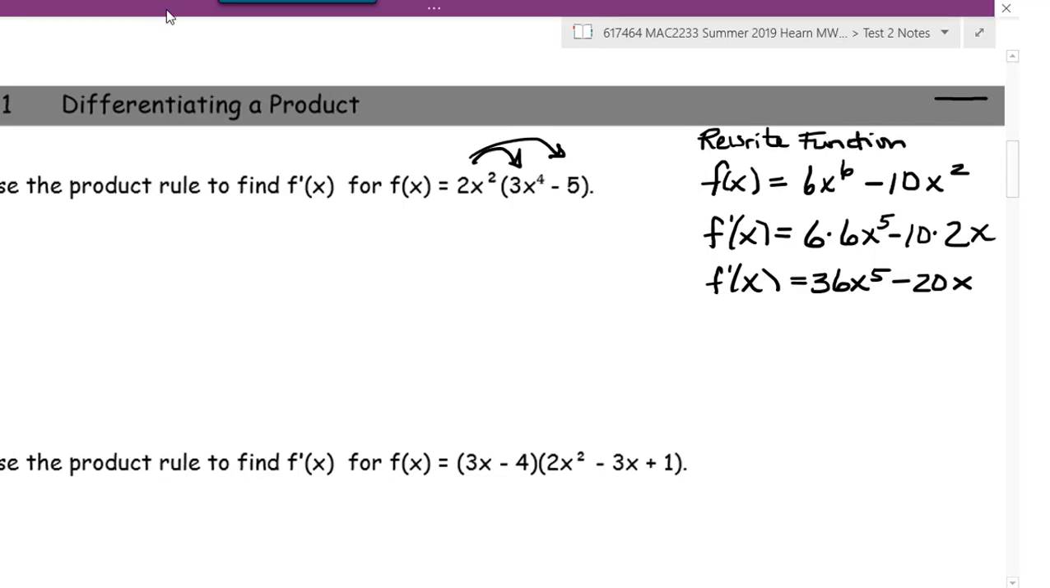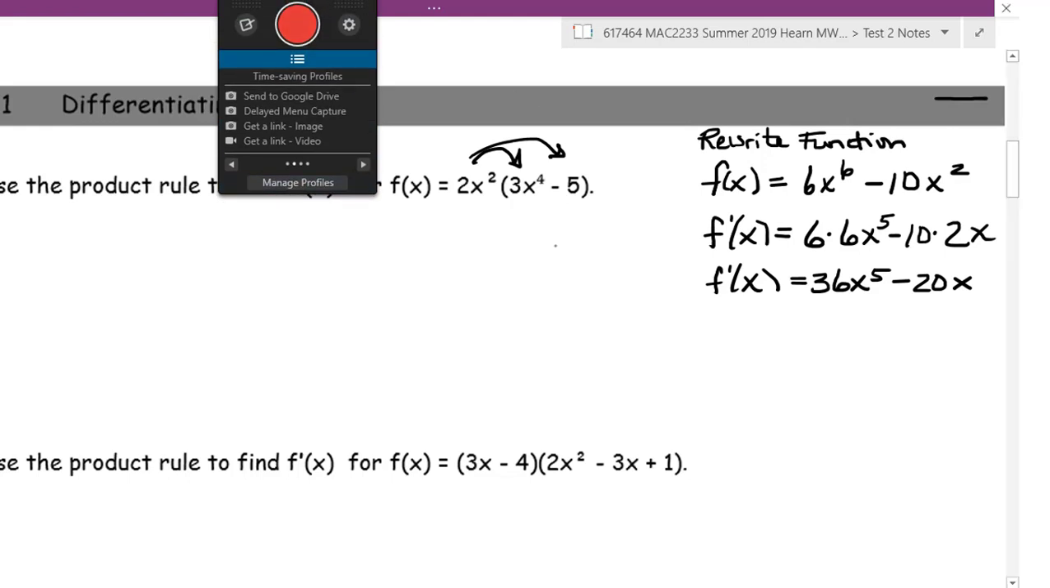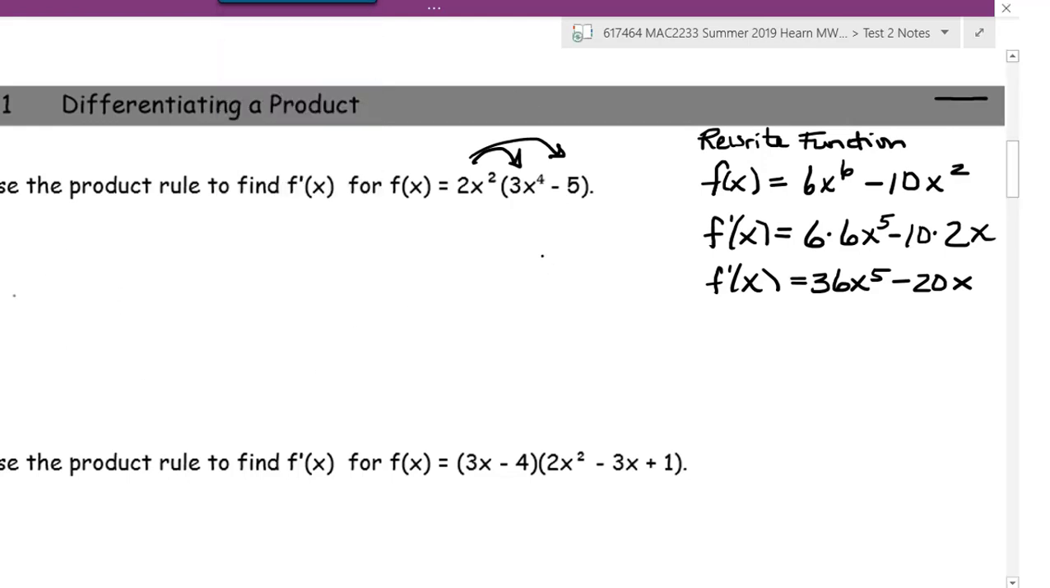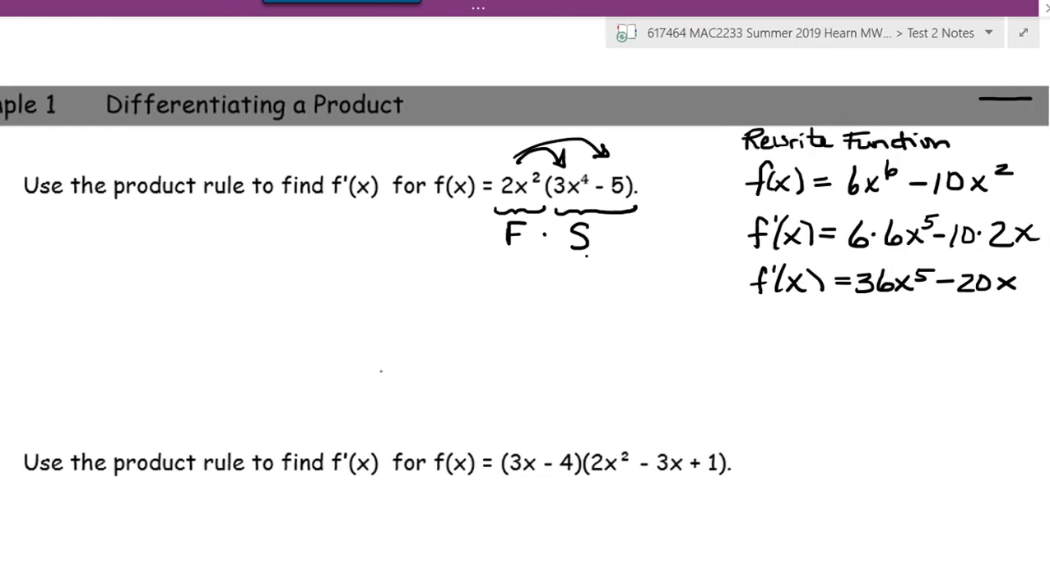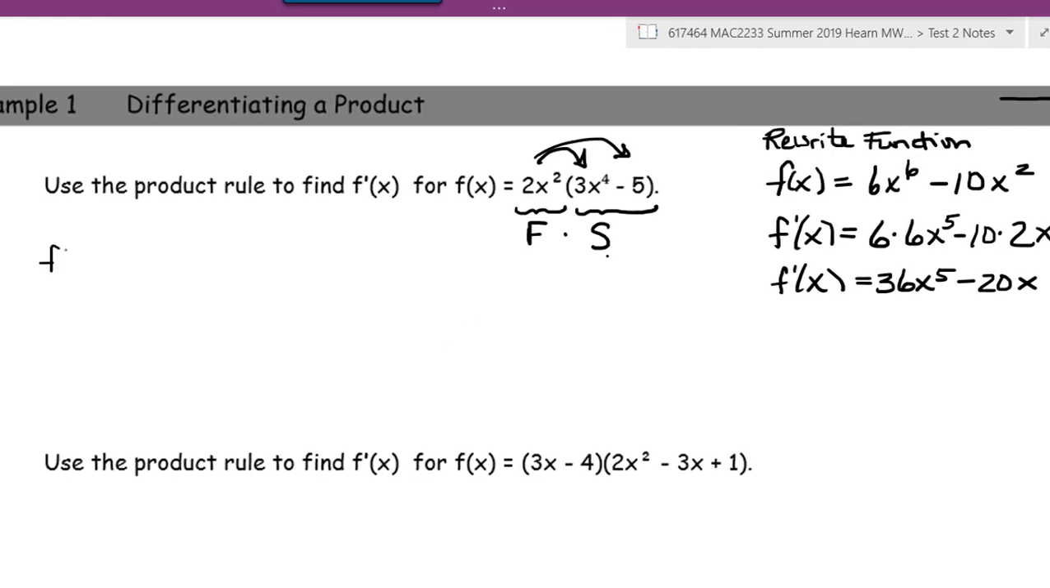But we're going to instead use the product rule. To do that, we have to identify the first part of the function that's being multiplied times the second part. The first part we'll call capital F for first, and that's 2x squared. The second part is 3x to the fourth minus 5. We follow the pattern: f prime of x is going to be the first times the derivative of the second plus the second times the derivative of the first.